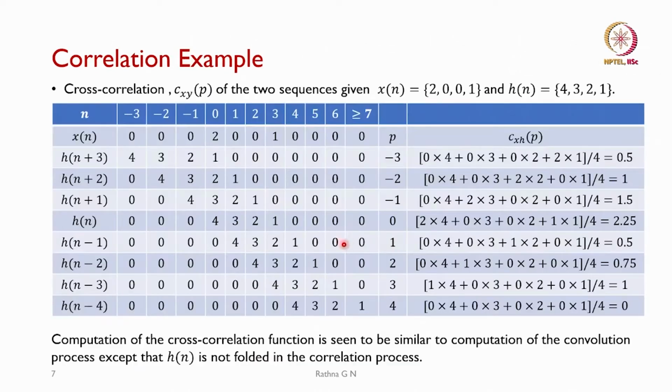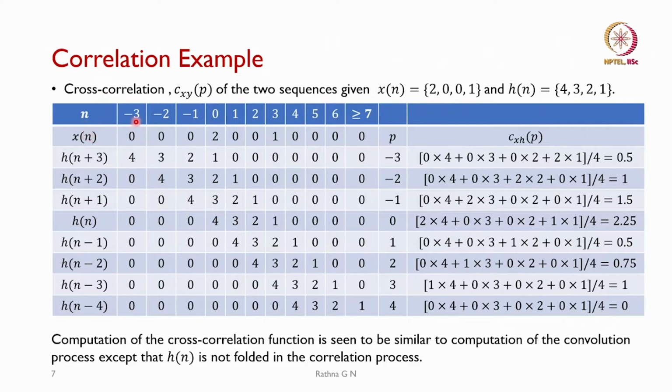So, we will see how we are going to calculate the correlation as an example. We take the same example as for the FFT, the same x of n and h of n. Here x of n is 2001 and h of n is 4321. So, now we will compute our cross correlation by writing the table.